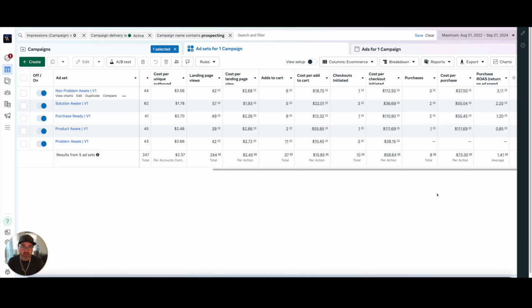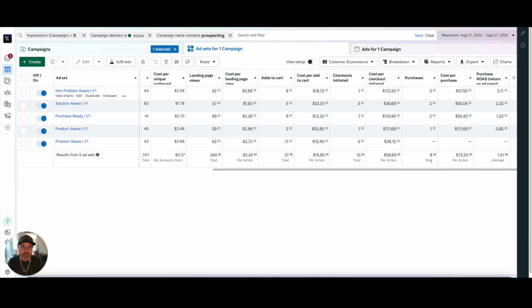So looking in this account, knowing that our average cost per purchase is normally about $50, the rule of thumb that we want to use is we either want to cut the ads if they have spent 1 times the CPA, so 1x the CPA, so they've spent $50 and have no add to carts, or if they've spent 3 times the CPA, so they've spent $150 in this specific account and are not profitable.